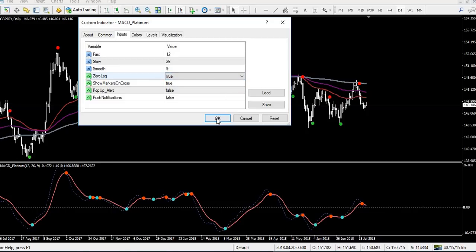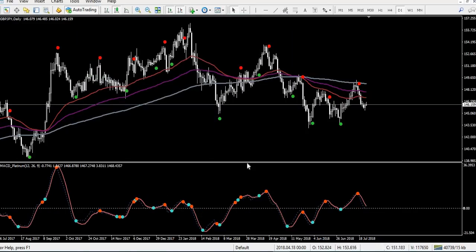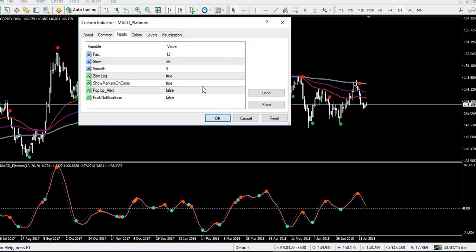Okay, see, it changes completely. Other settings in there, you need that show markers on cross true. That's just the dots. If you have that as false, those dots won't appear. So we need those dots, so keep that as true. And you've got pop-up alerts, which I never use, and push notifications, which I rarely use. So that's the MACD Platinum.